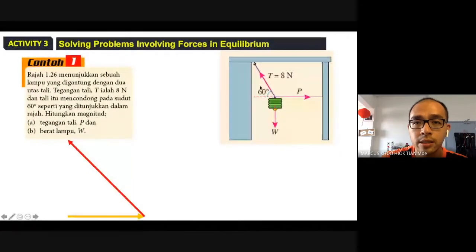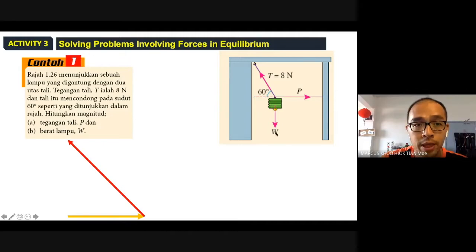Can you see the arrow? Yes. Okay, so there's this tension over here, which is 8 newtons. It's going in this certain direction at 60 degrees lah. And then there's this P to the right, and then there's W to the down.